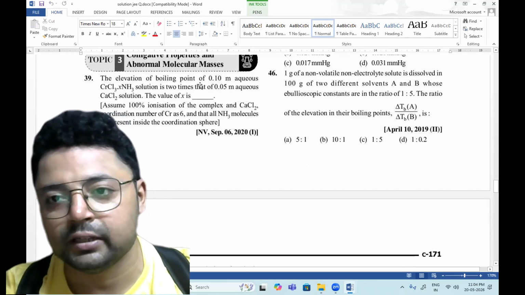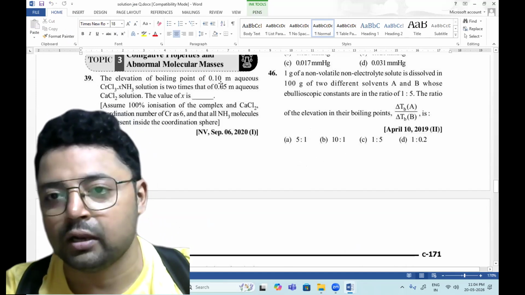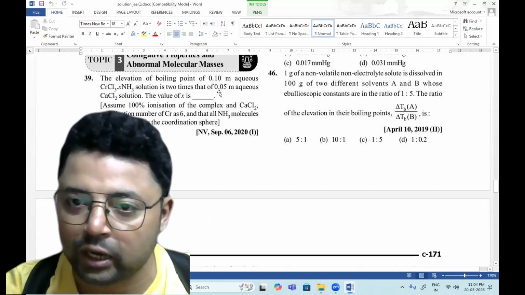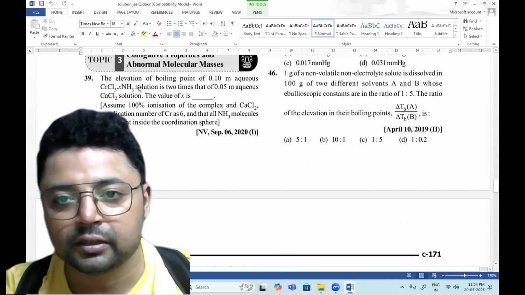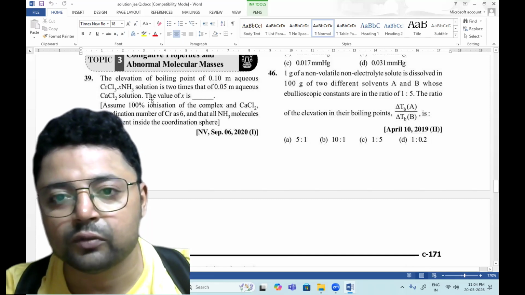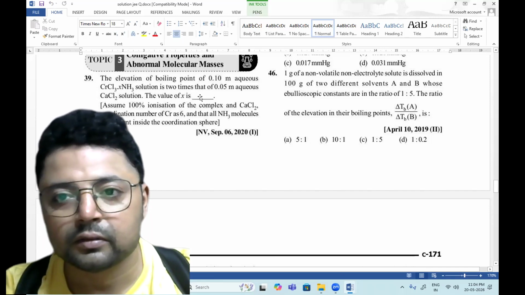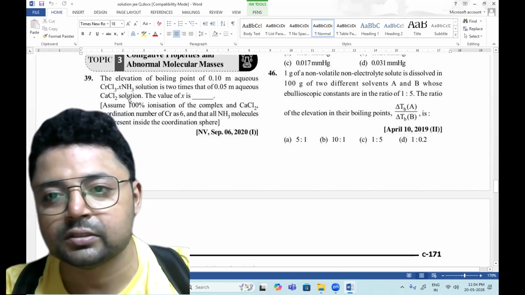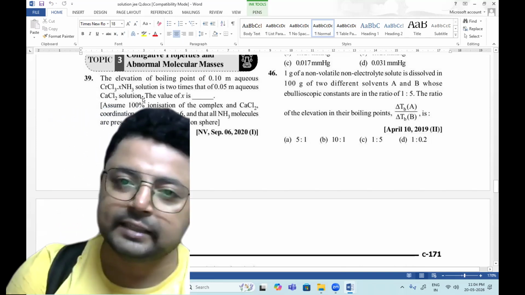Elevation of boiling point, they have given you the molality, 0.1 molar. And for CaCl2, they have given you 0.05 molar. So molality is 0.05 and the i value you have to find out from here. It's 2 times the value of this CaCl2 solution.